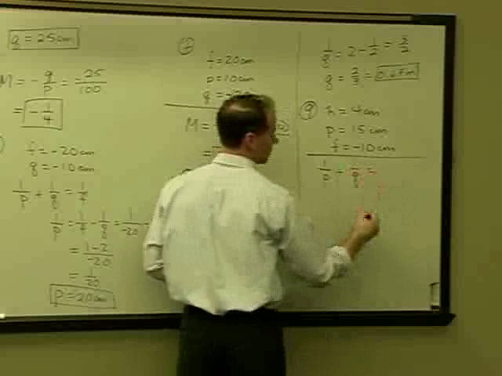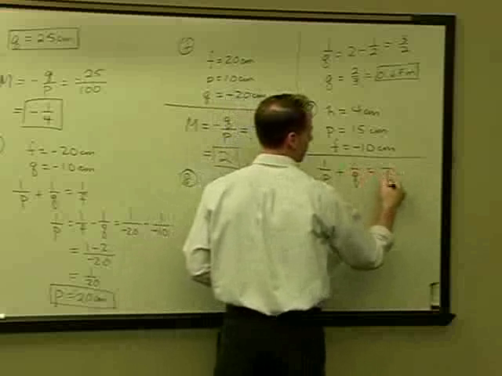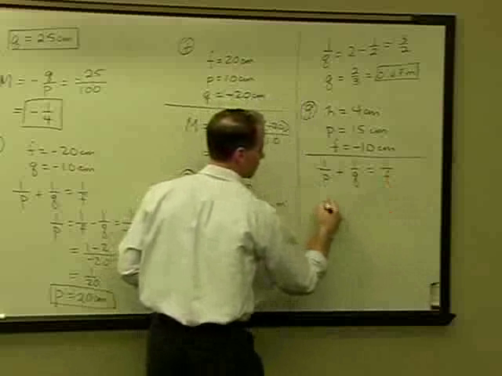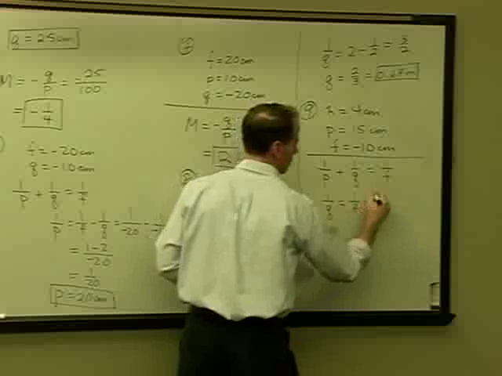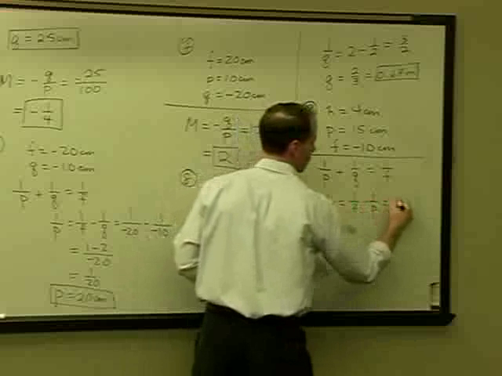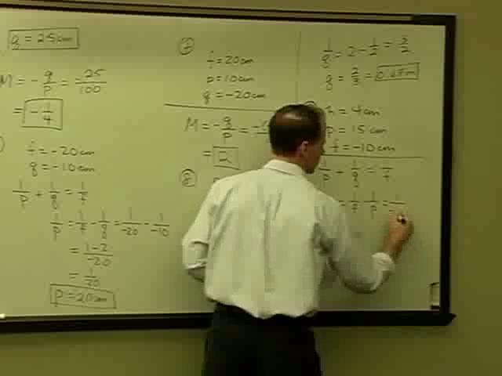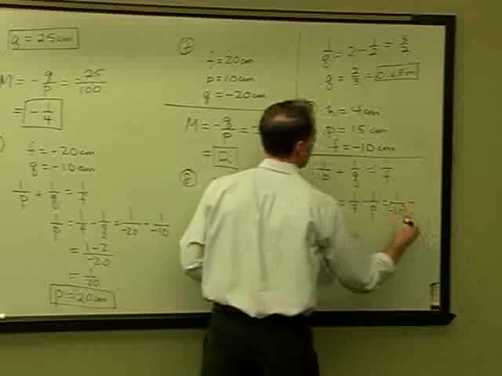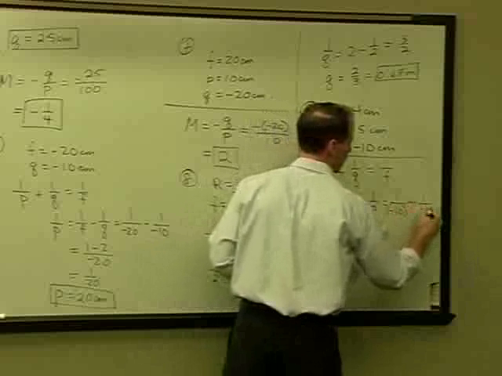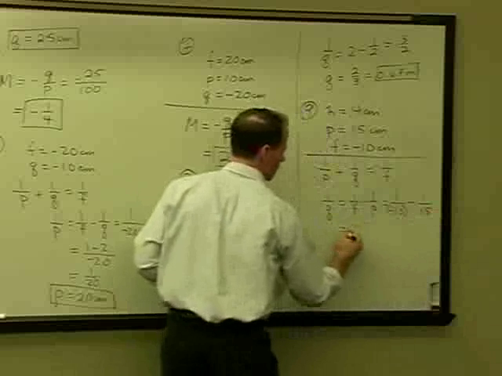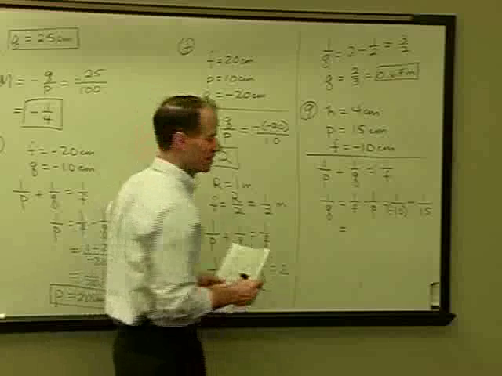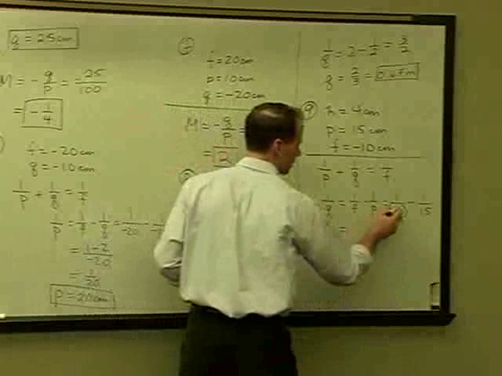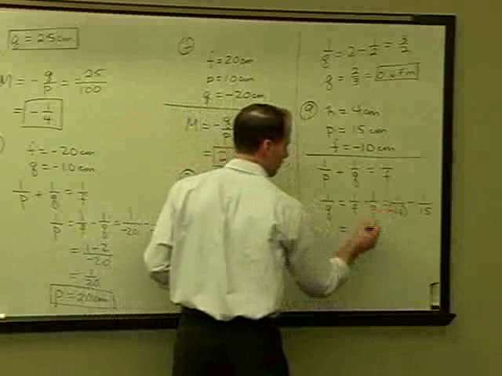1 over object distance plus 1 over image distance equals 1 over focal length. Solve this for q. 1 over q equals 1 over f minus 1 over p. That must be 1 over negative 10 minus 1 over 15. Let's use a common denominator of 30. So multiply this by 3 over 3.